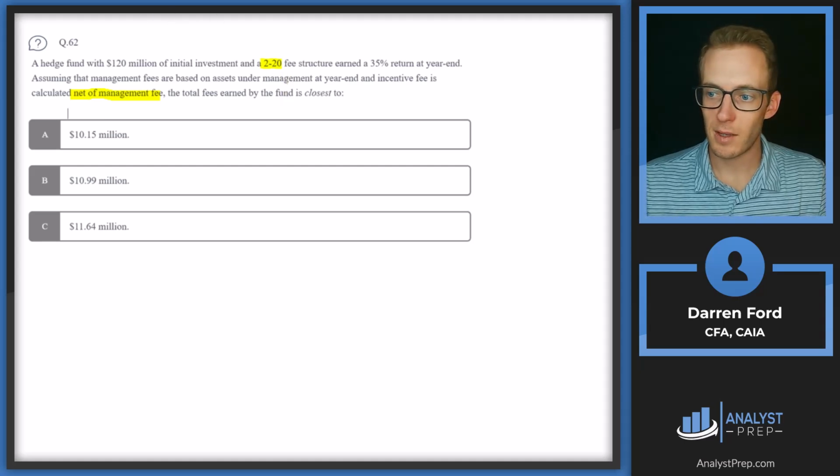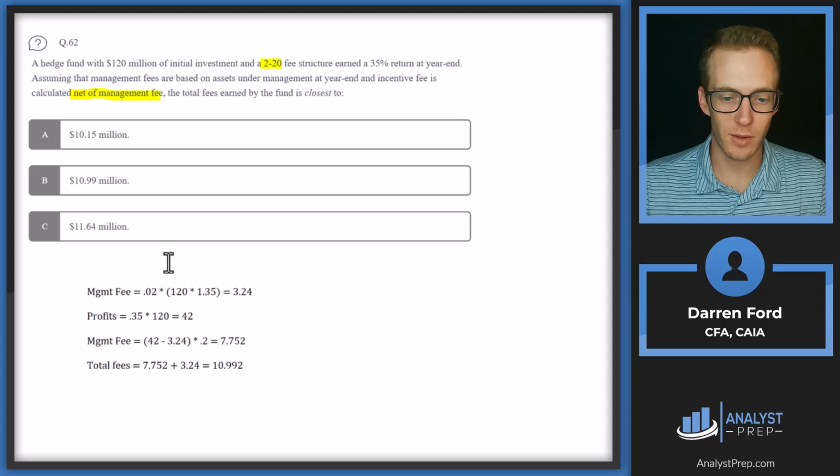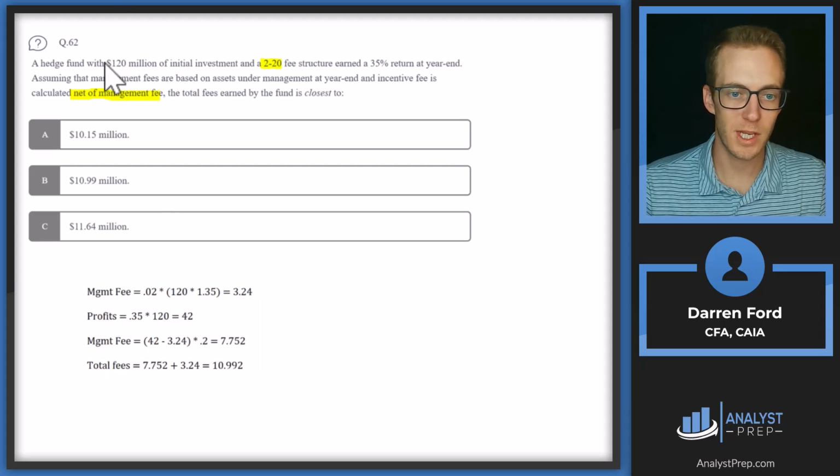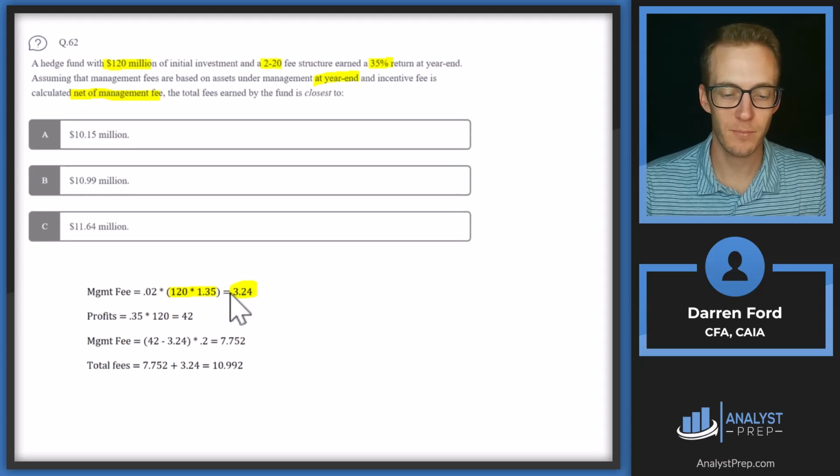So let's bring in my little table here and we'll talk through all these calculations. Management fee will be pretty straightforward. We're going to take this 120 million, multiply by the 35% return since we're doing AUM at year end. So that's 120 times 1.35, and then we're going to multiply that by the 0.02 management fee, which will give us 3.24 million.